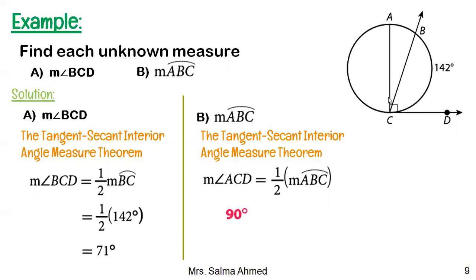Angle ACD is 90, as you see here, it's given. So it will be 90 equals half the measure of arc ABC, which I don't know. I need to find it. By multiplying by 2, or moving the 2 in the division to the other side by multiplication, 2 times 90 gives me 180. So the measure of arc ABC, this arc, will be 180.